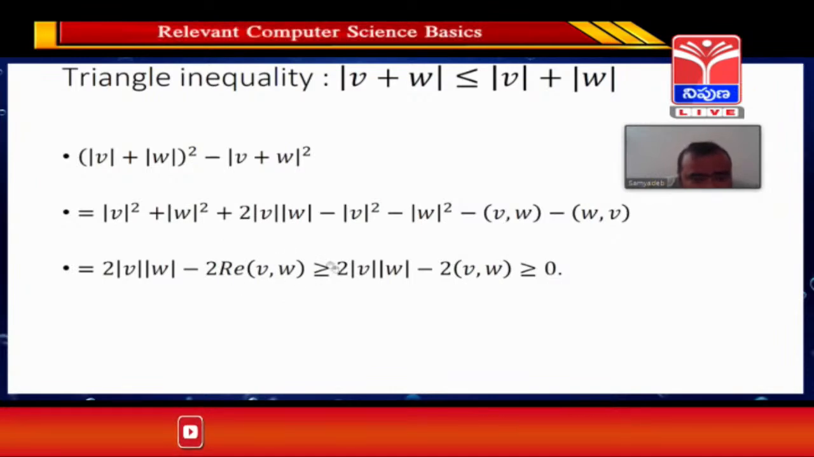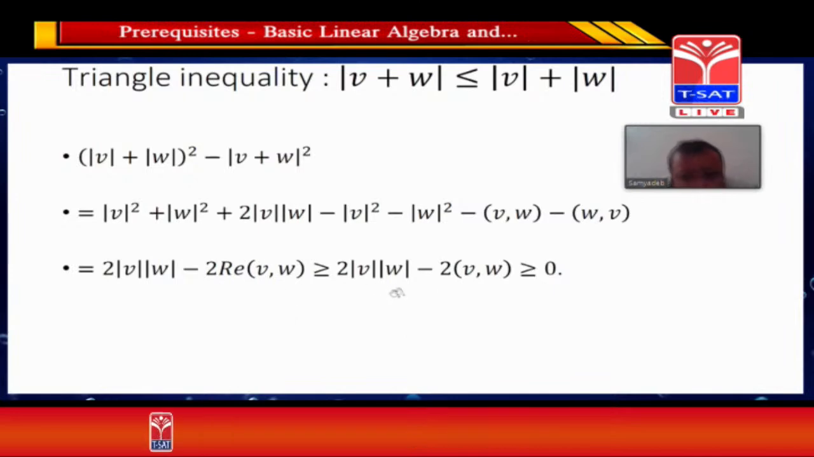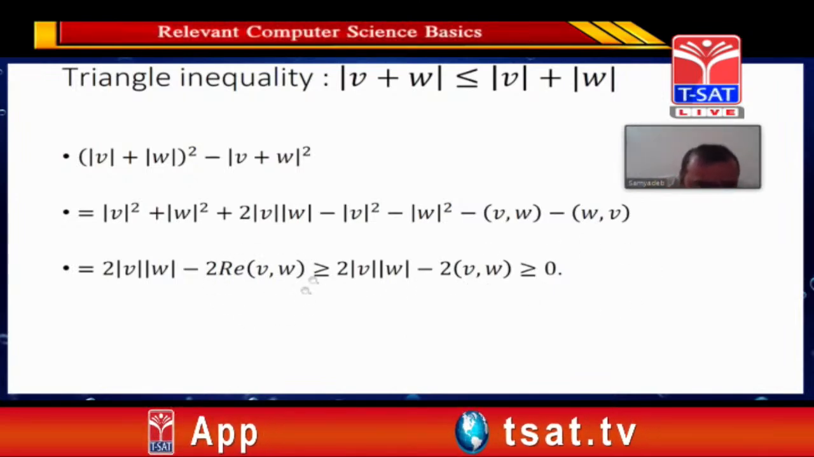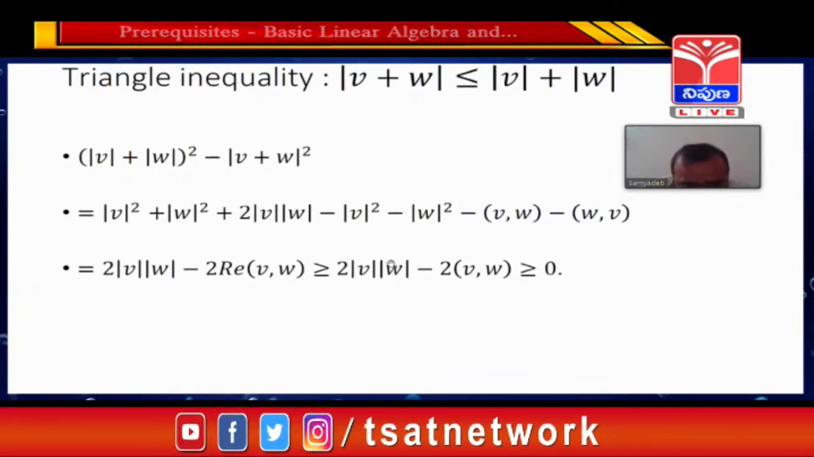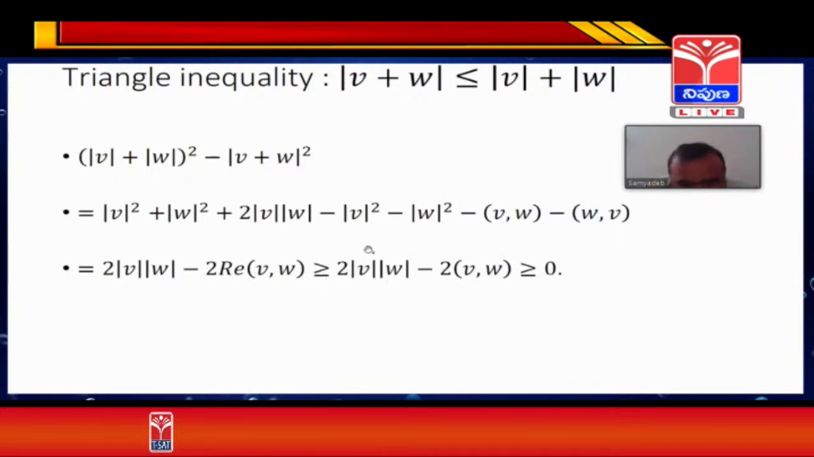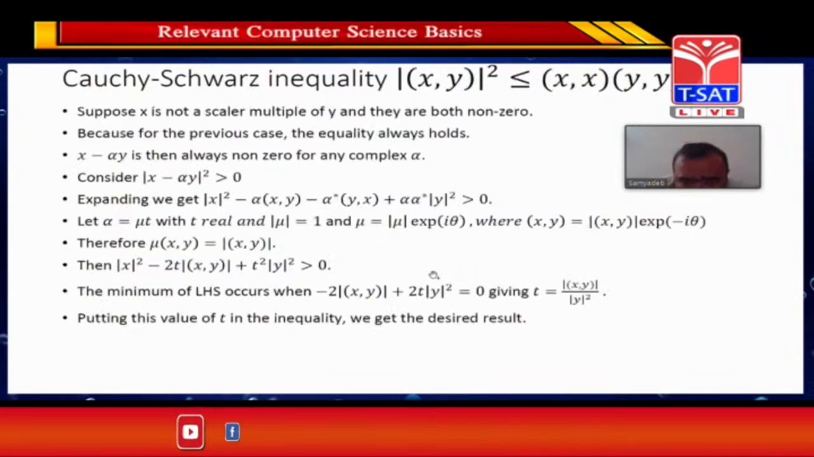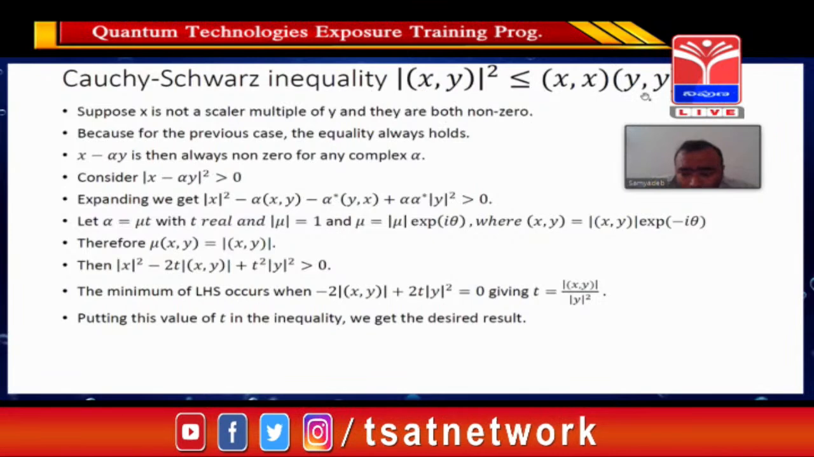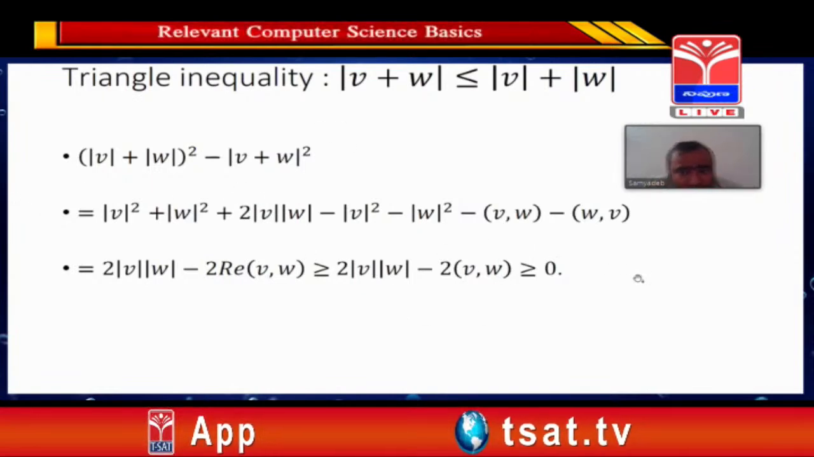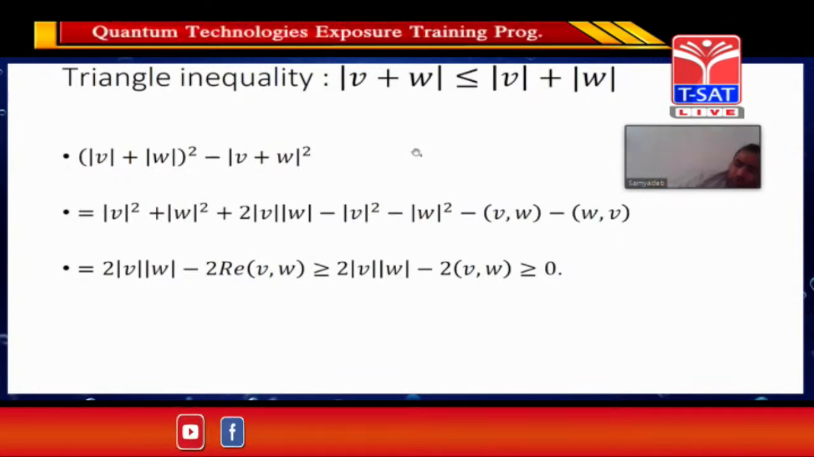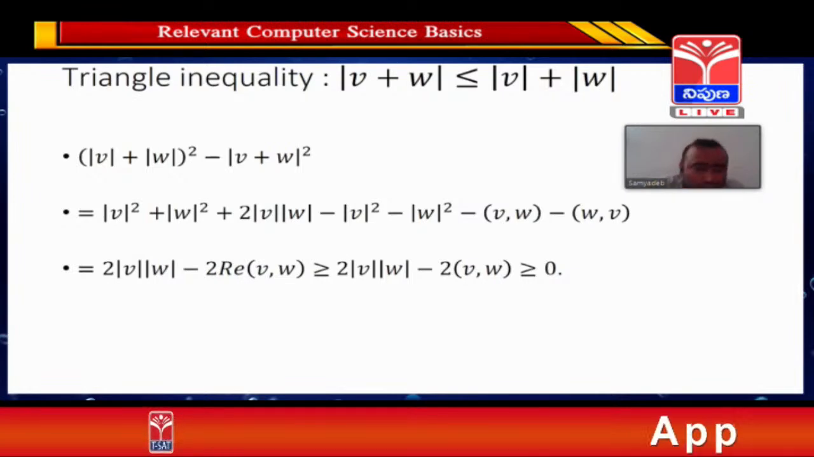Since it is lesser than that, the whole expression should always be lesser than twice mod v mod w minus twice the magnitude of the inner product of vw. Why? We are subtracting an even greater quantity than the real part of vw. Therefore, the total thing should be lesser than that. So since we are subtracting more, this is lesser than this one. And this second quantity, the magnitude of the inner product of vw, if we look closely, is nothing but the Schwarz inequality. So the Schwarz inequality tells us that this is greater than or equal to 0. Therefore, this quantity is greater than or equal to 0, and hence the triangle inequality holds. So we can prove the triangle inequality from the Cauchy-Schwarz inequality.